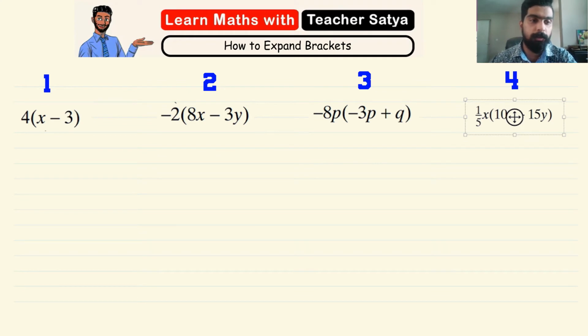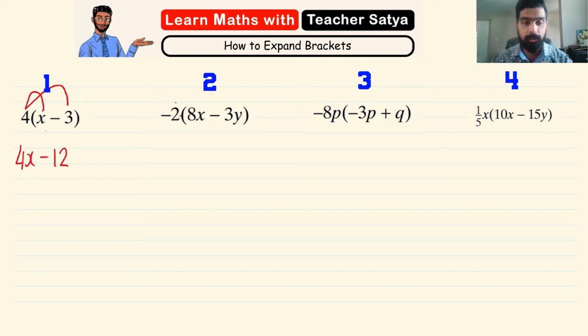If you take a look at the first question here, we have 4 multiplied with x minus 3. So we're going to take 4 multiplied with x and then 4 multiplied with negative 3. So 4 multiplied by x, we're going to have 4x, minus 4 times 3 is equal to 12. Therefore, 4 multiplied by x minus 3 will give us 4x minus 12. Now let's go to question number 2.